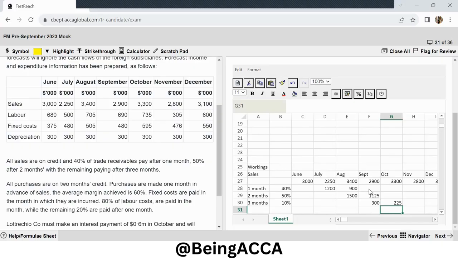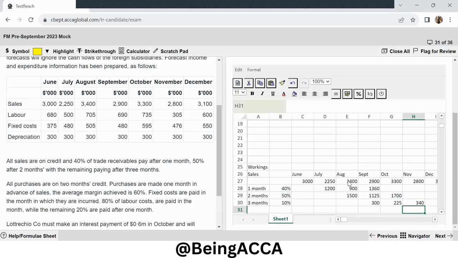So for the month of August, after 1 month, I will be getting 40%, right? And then after 2 months, I will be getting 50%. So I can just link it from here as well. This comes out to be 1700. Then for the 3 months, I'm going to be getting 3400 multiplied by 10%. So this will be 340.